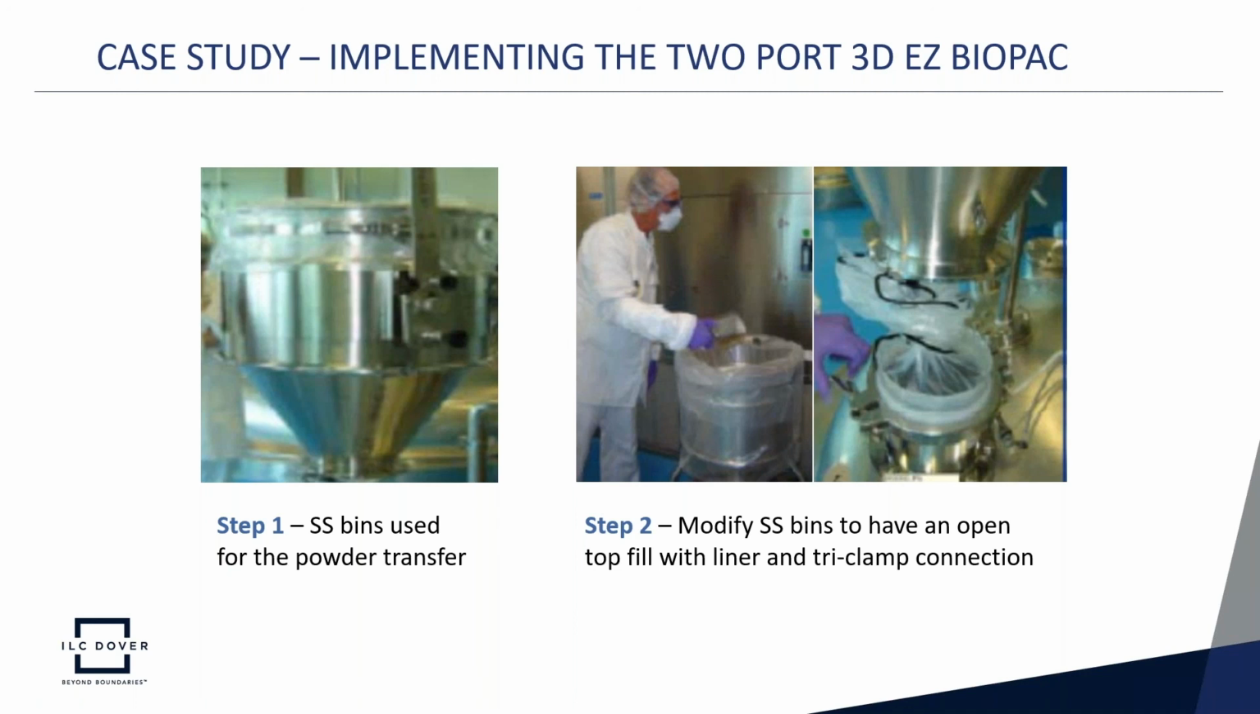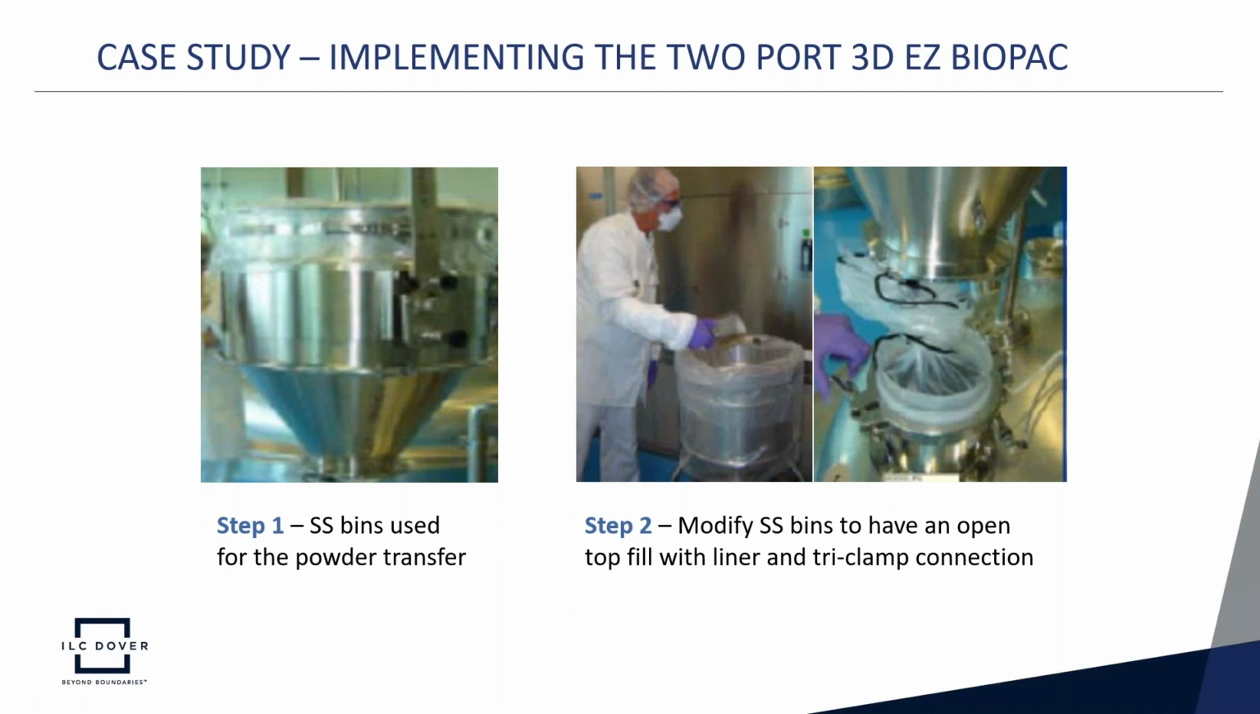So the top of the bins were opened up, and then also the bottom. We can see on the picture on the far right, there was a tri-clamp on the end of the bins. So we just opened that up, and that allowed for the neck of the EZ BioPac to come through. And now we've got a single-use product that's protecting the bin and really becoming the product contact material. And it's looking just like an EZ BioPac.